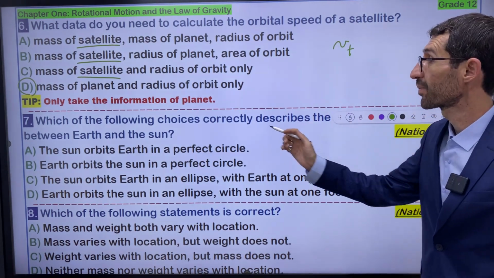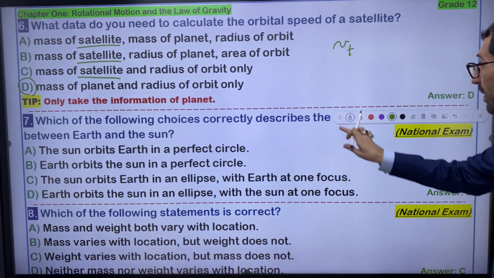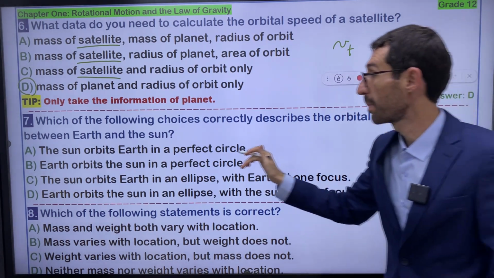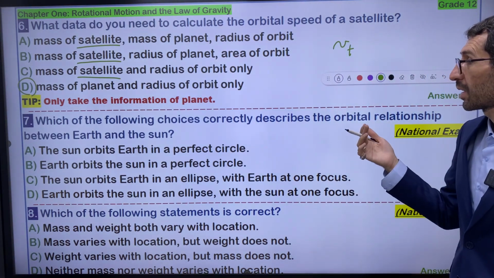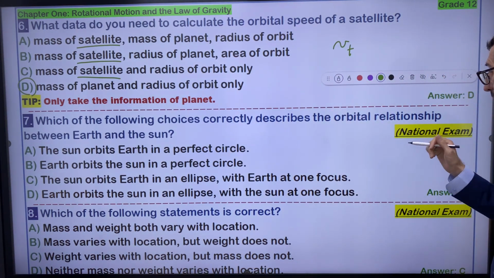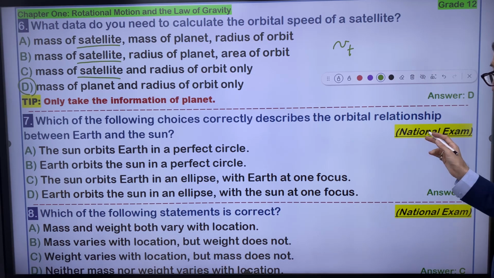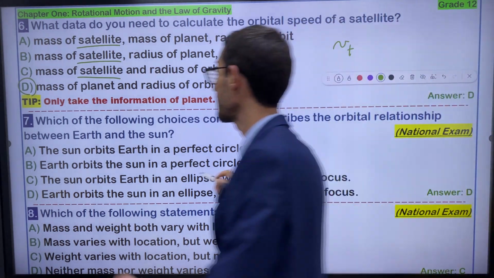Question number 7. Which of the following choices correctly describes the orbital relationship between Earth and the Sun? So which option is true? It's about the relationship between the Sun and Earth. This is a question from a national exam. Let me read the options.